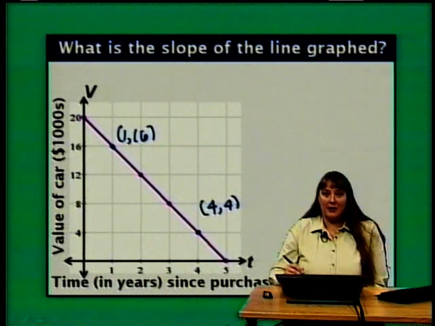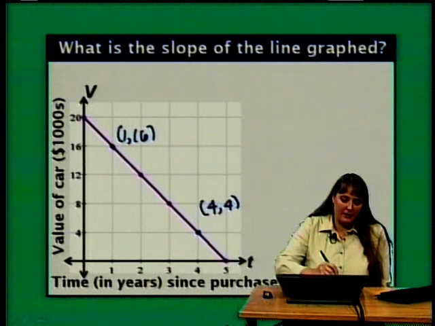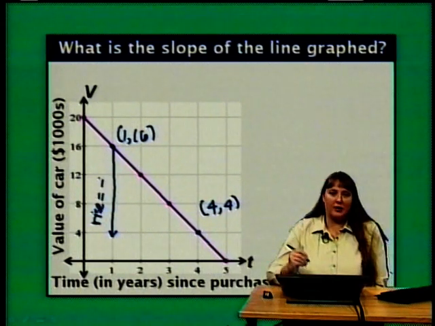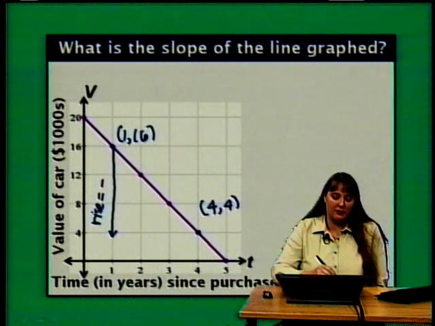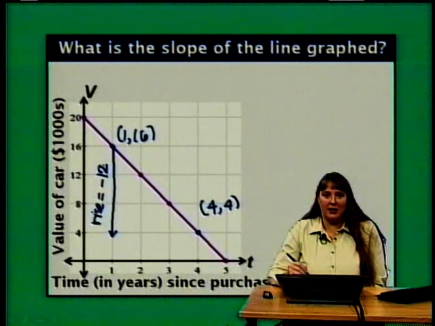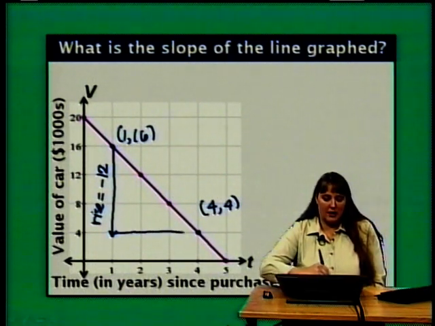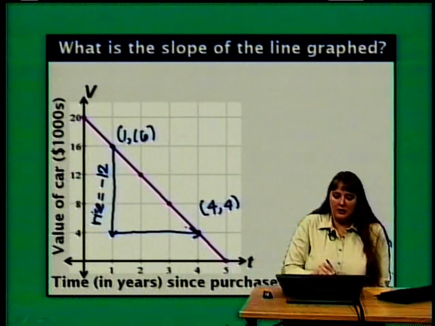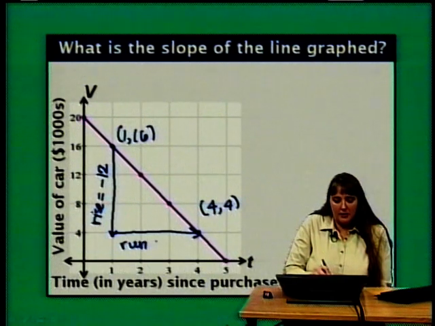Now when I go to find the rise and the run, first thing I'm going to look at is the rise, and I have to move downwards. So for my rise, I'm going to have a negative number. I move downwards from 16 to 4. So I move down 12, which I indicate with negative 12. For my run, I move to the right 3 units, from 1 to 4. So my run is 3.